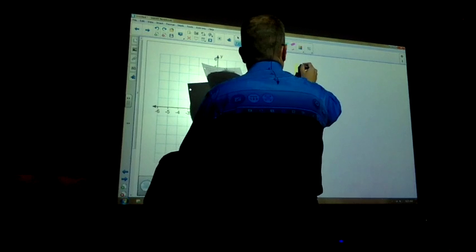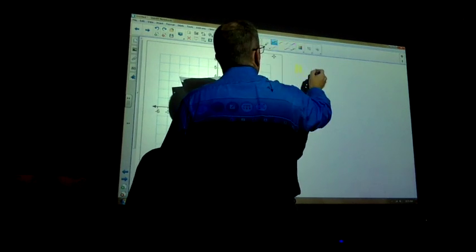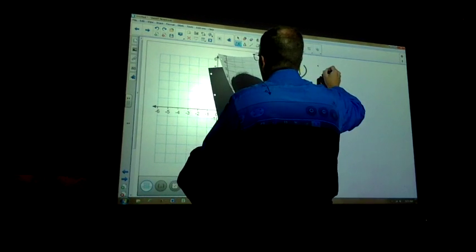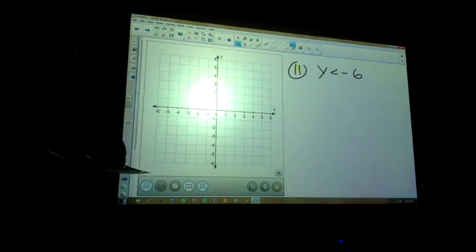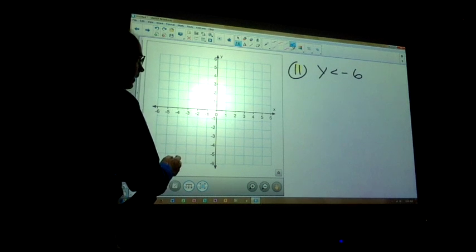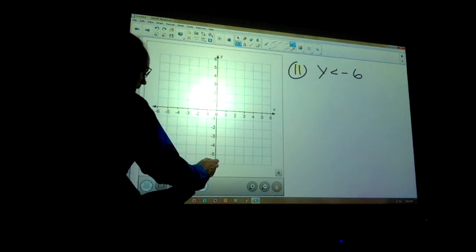We have number 11. Oops, let's get out the highlighter. Number 11, y is less than -6. It's a line. What kind of line? Straight. Good. I'm not talking about any curved lines in here. Horizontal. It's a horizontal line. So this dot is way down here, right? Is it solid or dotted?